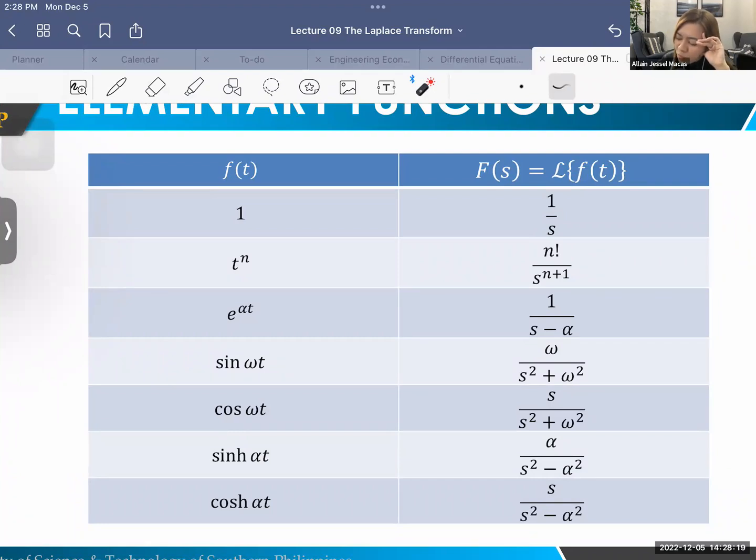Okay? Question. Excuse me, ma'am. Yes, Kent. If, for example, ma'am, 2 sin... Okay, that's it, ma'am. Actually, that's easy, because you just multiply by the constant; whenever you multiply a function by a constant, you can just... Sige, actually, this is the perfect time.